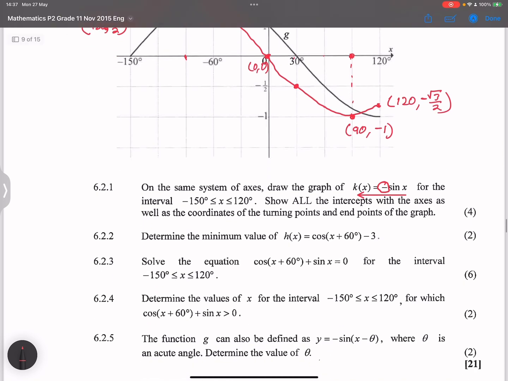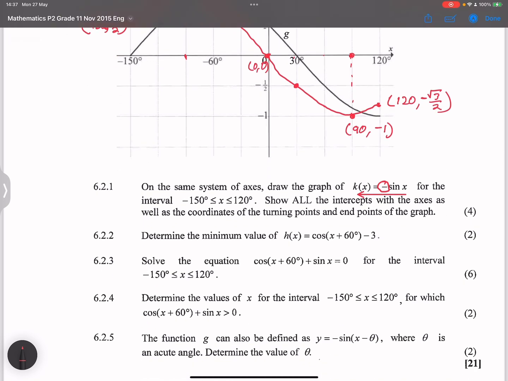They say determine the minimum value of cos of x plus 60 minus 3. Now remember, the minimum value was at minus 1, right? That's the minimum value. So what are we doing? We are shifting the graph vertically 3 units down. So if I was at minus 1, if I go down 3 units, where am I going to be? Minus 1 minus 3, which will give us negative 4. So the minimum value will be equal to negative 4.